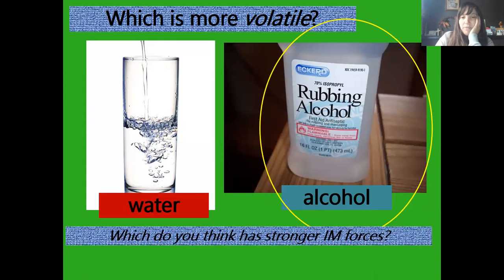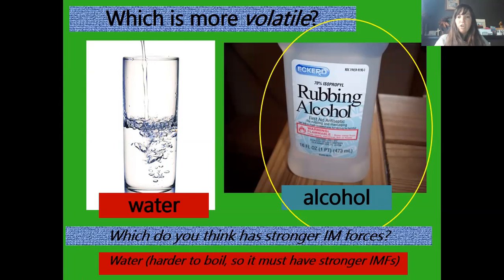So if the rubbing alcohol is more volatile than the water, which do you think has stronger intermolecular forces? Because we're imagining they're just at the same temperature, both just sitting there, but the alcohol is evaporating and the water's mostly just staying there. So which has stronger intermolecular forces? Yes, it must be the water. Those stronger intermolecular forces are holding it together, keeping it from evaporating. Alcohol must have weaker intermolecular forces, so it's a little easier for the particles to have enough energy to evaporate.